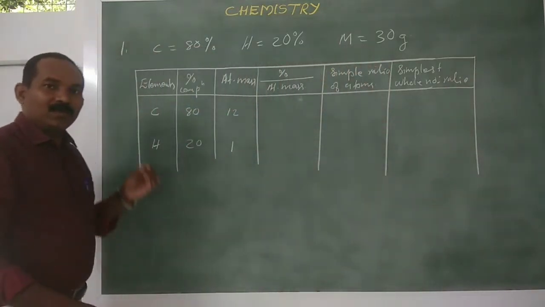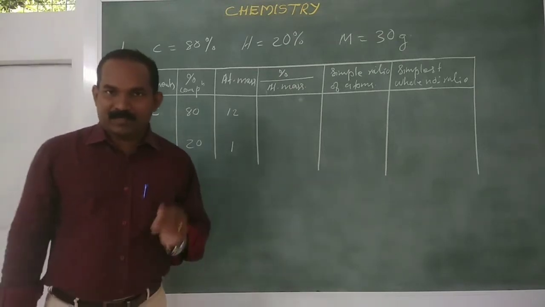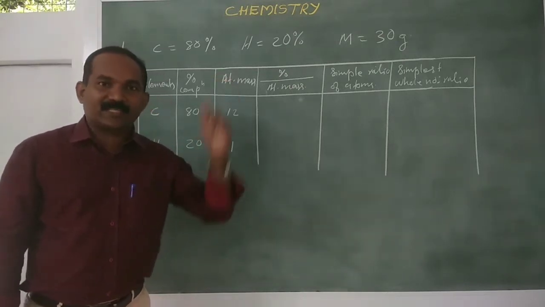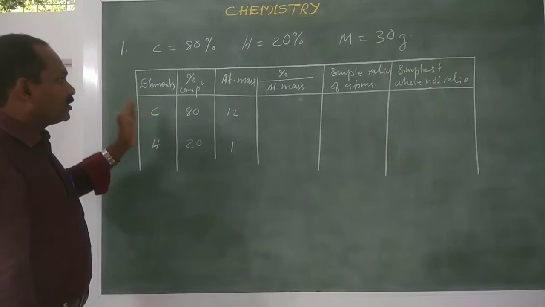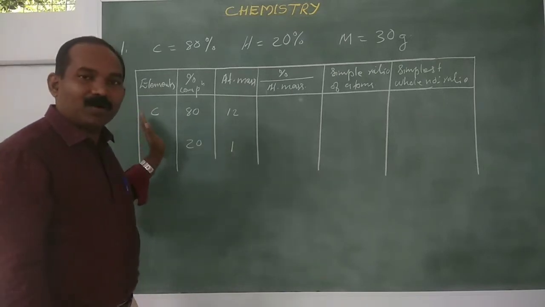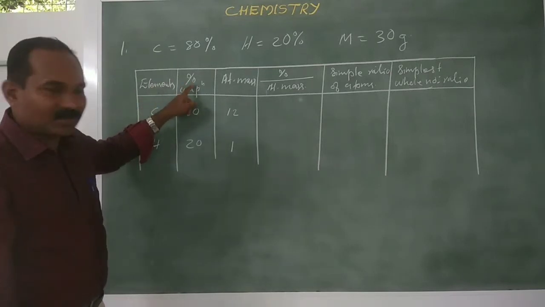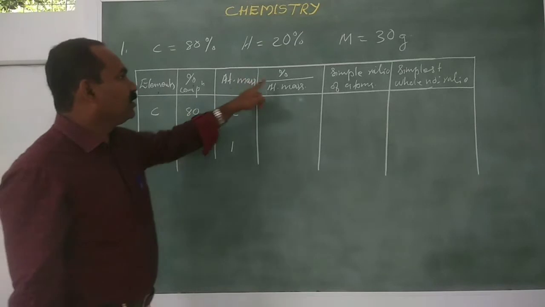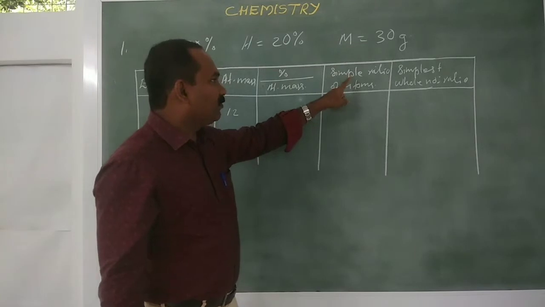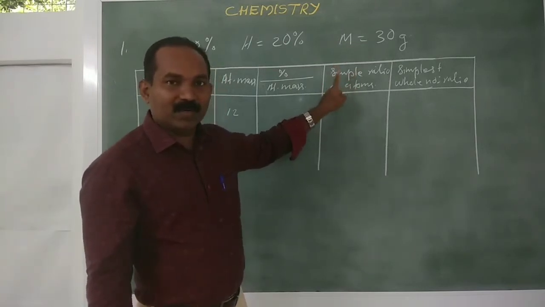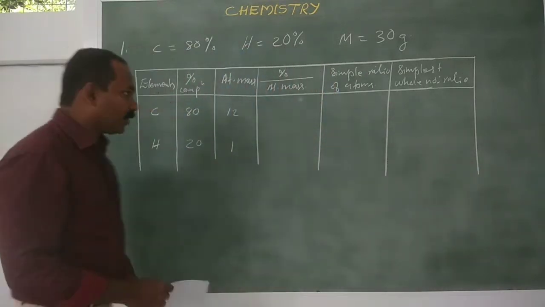Once again, to calculate the empirical formula of a compound, we make a column method. It is easy. In the textbook, it is a descriptive method and it will take more steps. So in that, we divide the box into 6 columns. First column elements, second column percentage of composition, third column atomic mass, fourth column percentage divided by atomic mass, fifth column simple ratio of atoms or simple atomic ratio, then the last one is simplest whole number ratio.